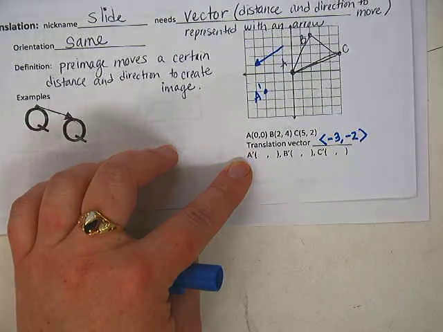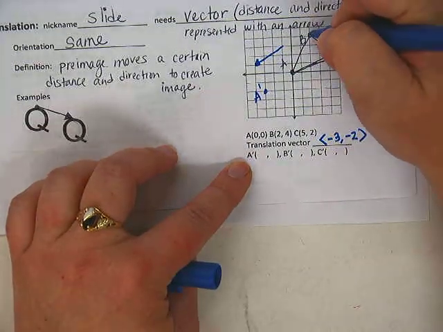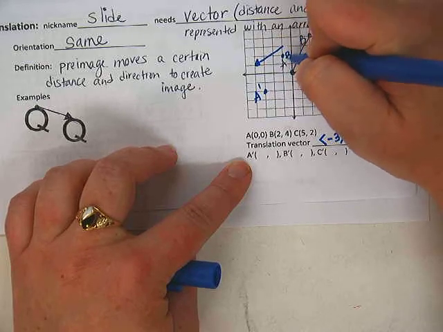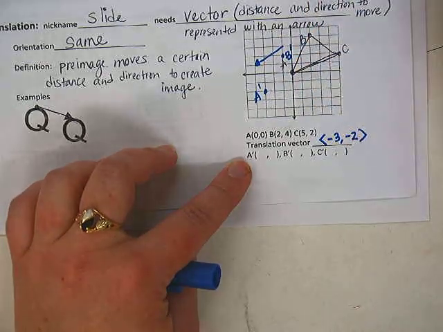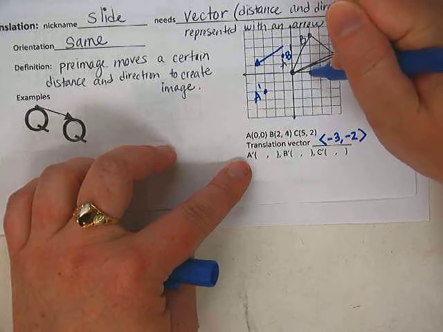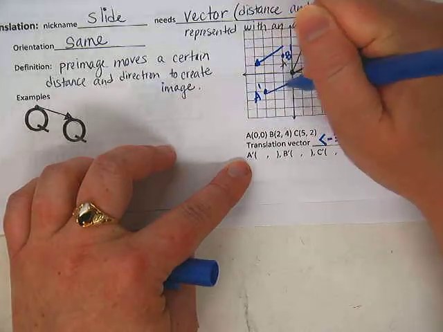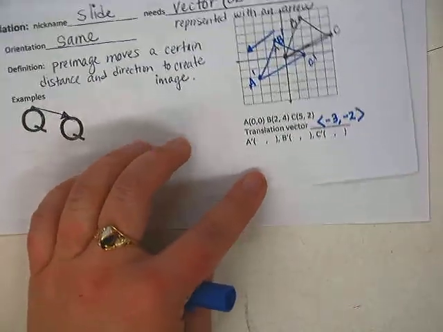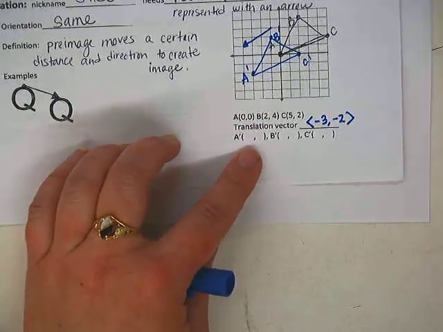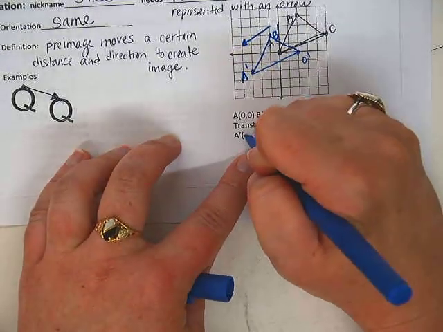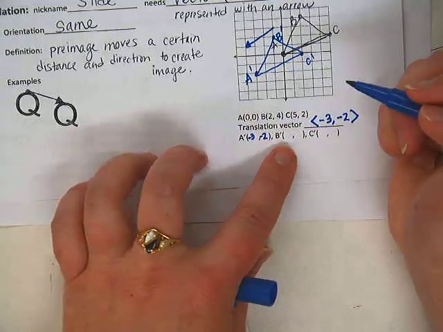Okay? So we're going to take each of these points and move them left 3 and down 2. So let's start with point A. Point A, left 3. 1, 2, 3, down 2. 1, 2. So there's point A prime. Then point B, I'm going to move left 3, 1, 2, 3, down 2. So there's point B prime. C, I'm going to move left 3, 1, 2, 3, down 2. So there's C prime.